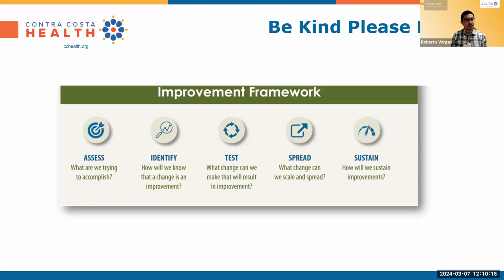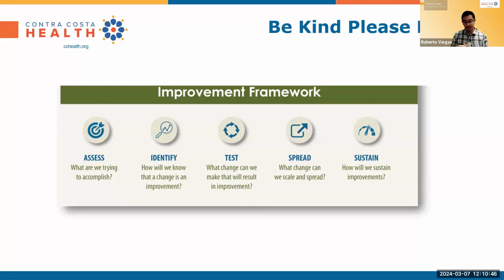So I'm going to be talking through this framework, which, as you can see, mirrors a lot of the other frameworks that we just talked about. You're assessing something, you're identifying the core baseline of what's happening, you're testing, you're potentially spreading if you like what you had tested, and then you're building in sustainability. And you can flip-flop back and forth between spread and sustain, depending on what scale you're at in your project.